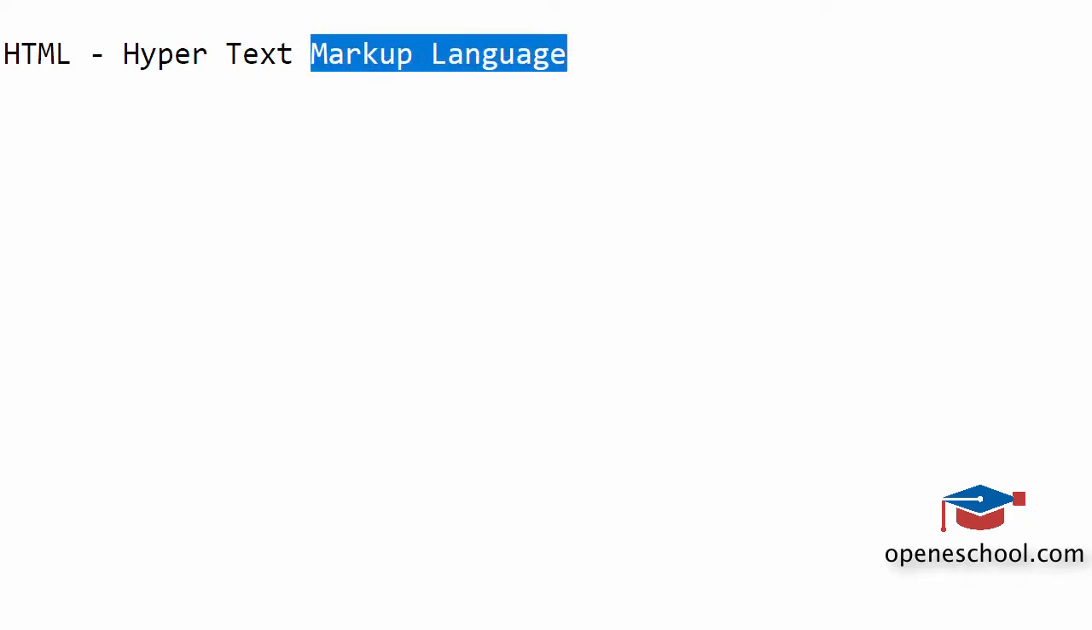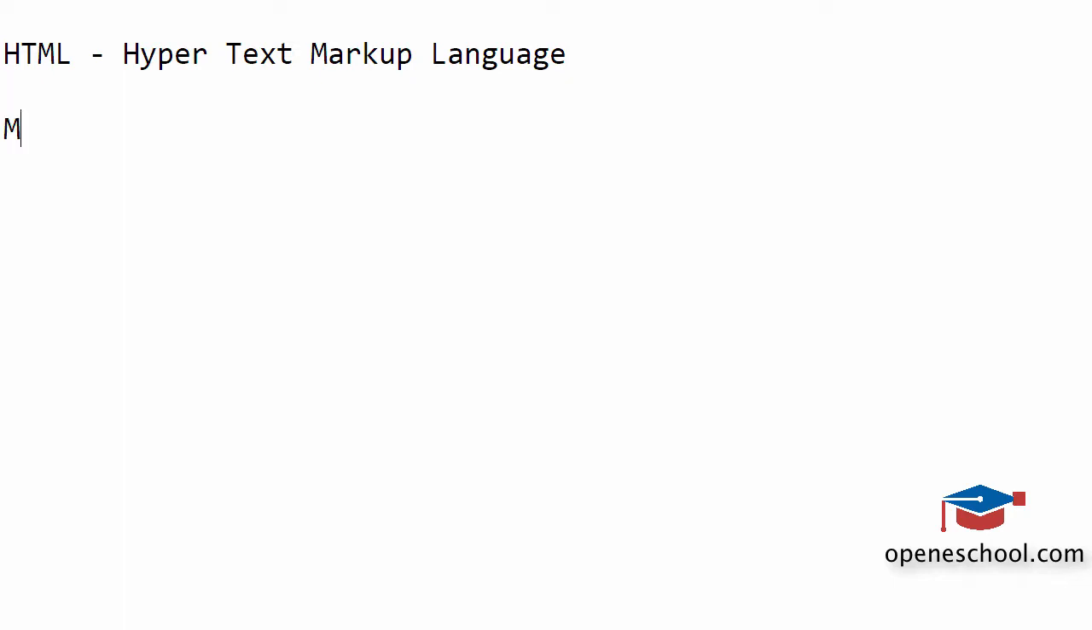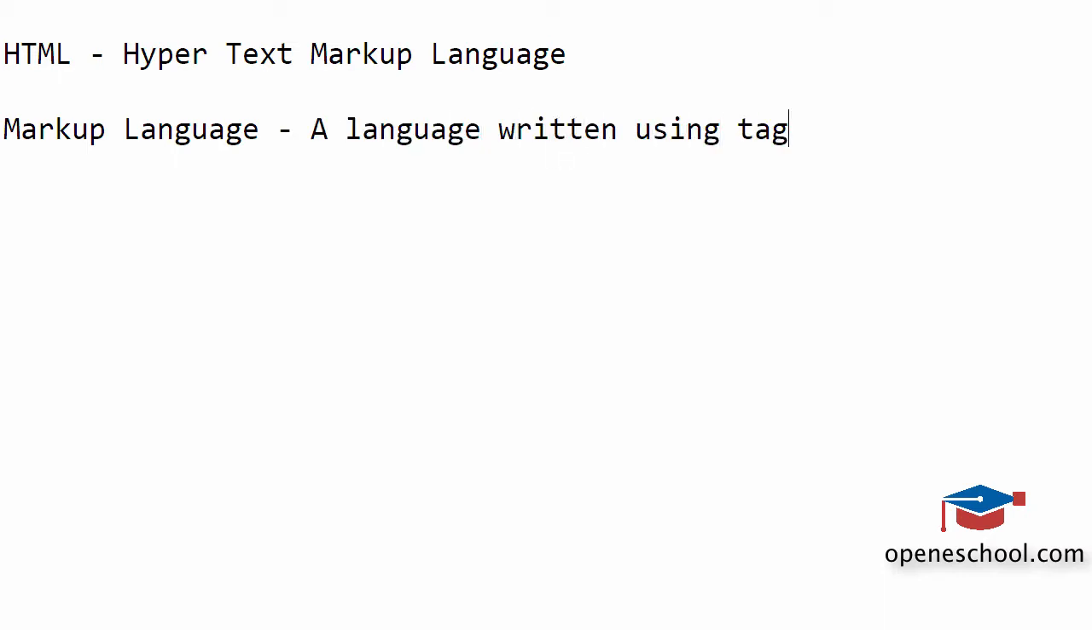The word HTML stands for Hypertext Markup Language. Now, hypertext markup language means first, what is the meaning of a markup language? The markup language means that it is a language that is written using tags. So the HTML language is written using tags.